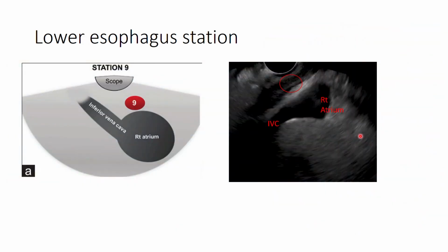So coming to the lower esophagus station, in a schematic impression, where the inferior vena cava joins the right atrium, we will have the station 9. So this is the EUS picture where the IVC is joining the right atrium. Here we will be having the station 9.